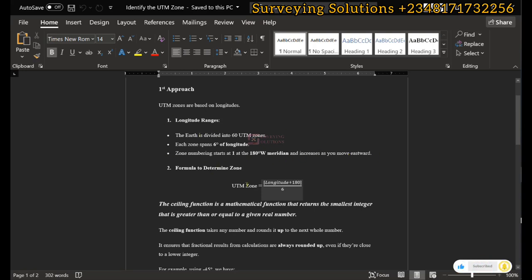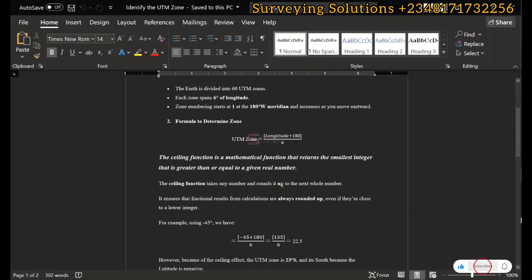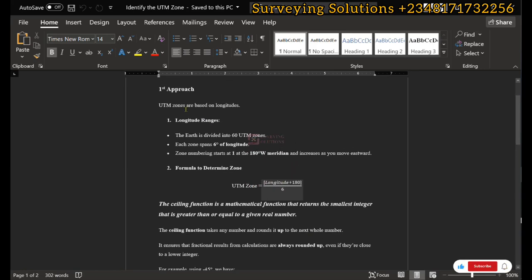Now the first formula to use is equal to the longitude plus 180 divided by 6. If you look closely, there is what we call the ceiling. This almost closed square bracket is called the ceiling. In mathematics, the ceiling function returns the smallest integer that is greater than or equal to a given real number. To explain it further, the ceiling function takes a number and rounds it up to the next whole number.